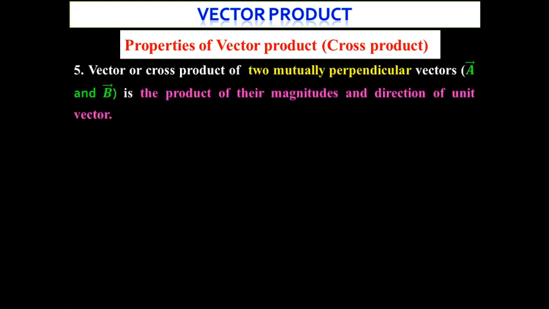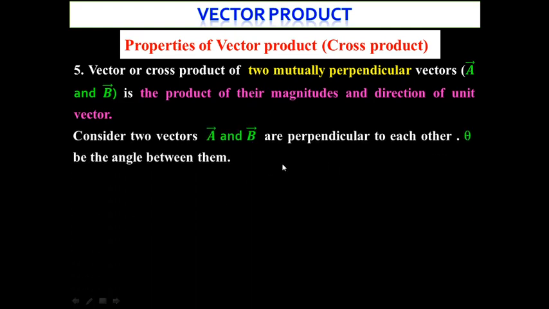So this is the fourth property. Now we will see the fifth property. What will happen when the vectors are mutually perpendicular to each other? Suppose there are two vectors and they are mutually perpendicular to each other, their vector product is equal to the product of their magnitudes and the direction of a unit vector. We will see it mathematically.